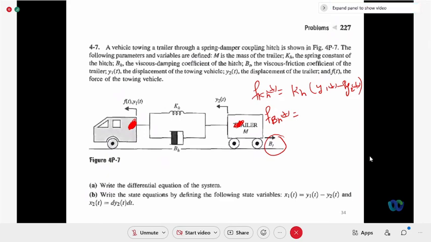Sir, B_H into (y1 of t minus y2 of t), B_H into (y1 of t minus y2). One doubt: can you please once again show the free body diagrams?